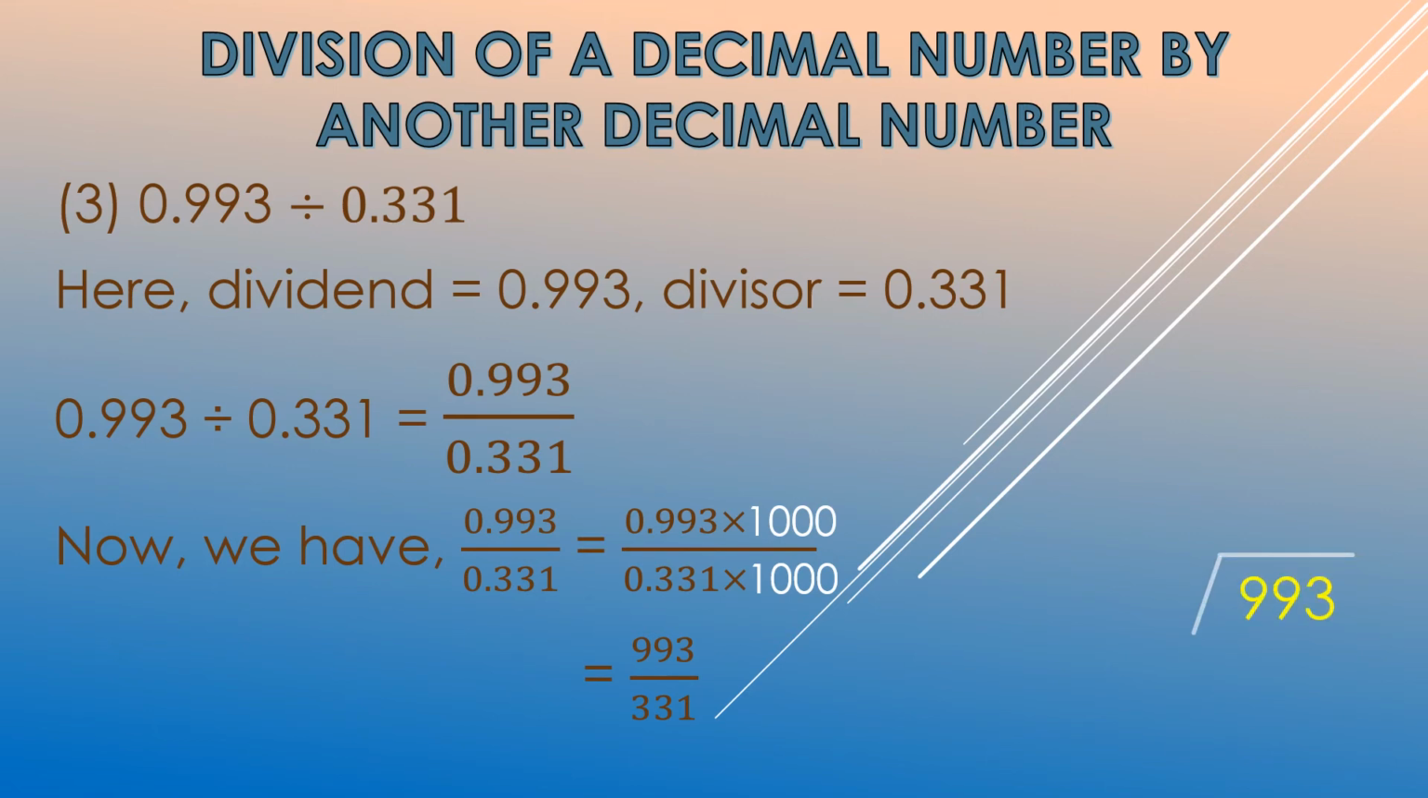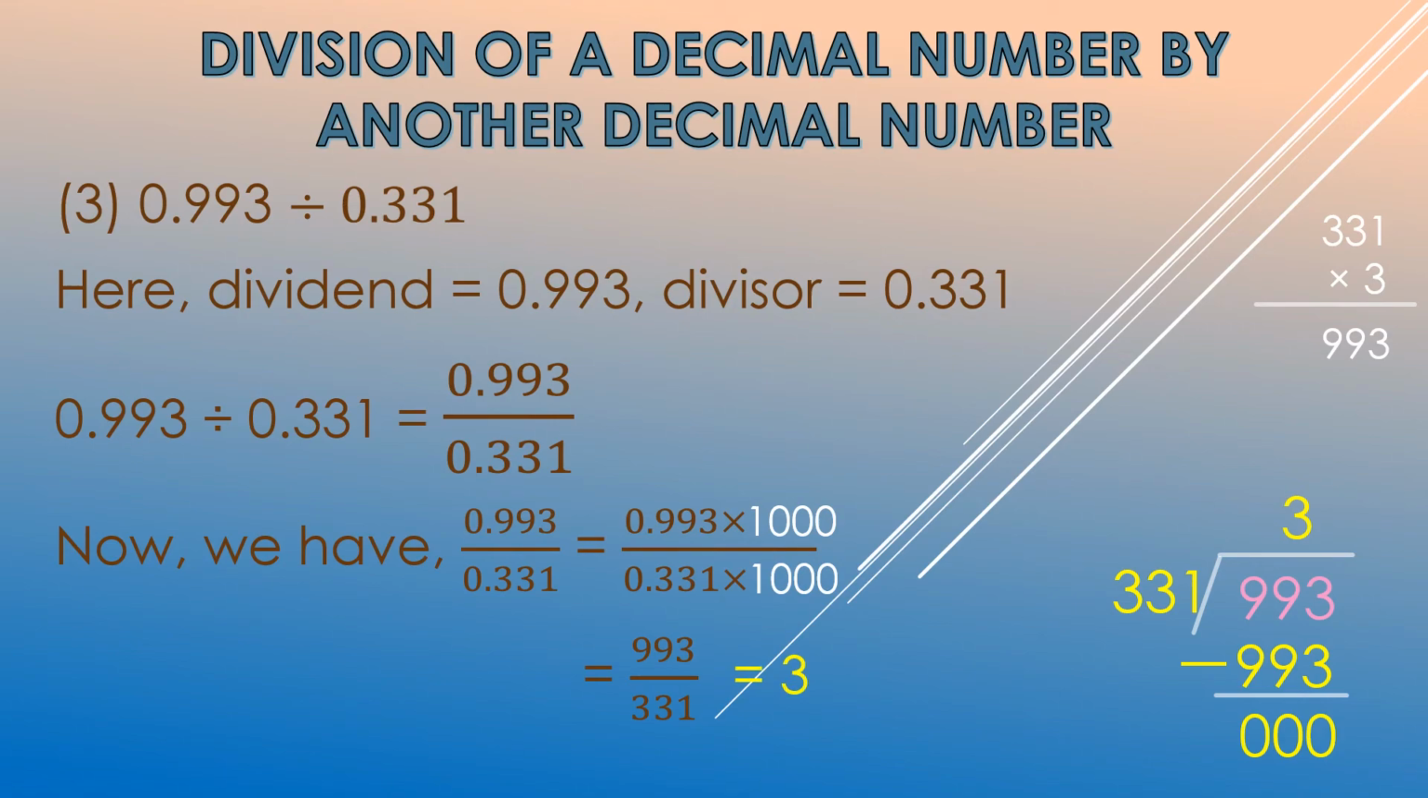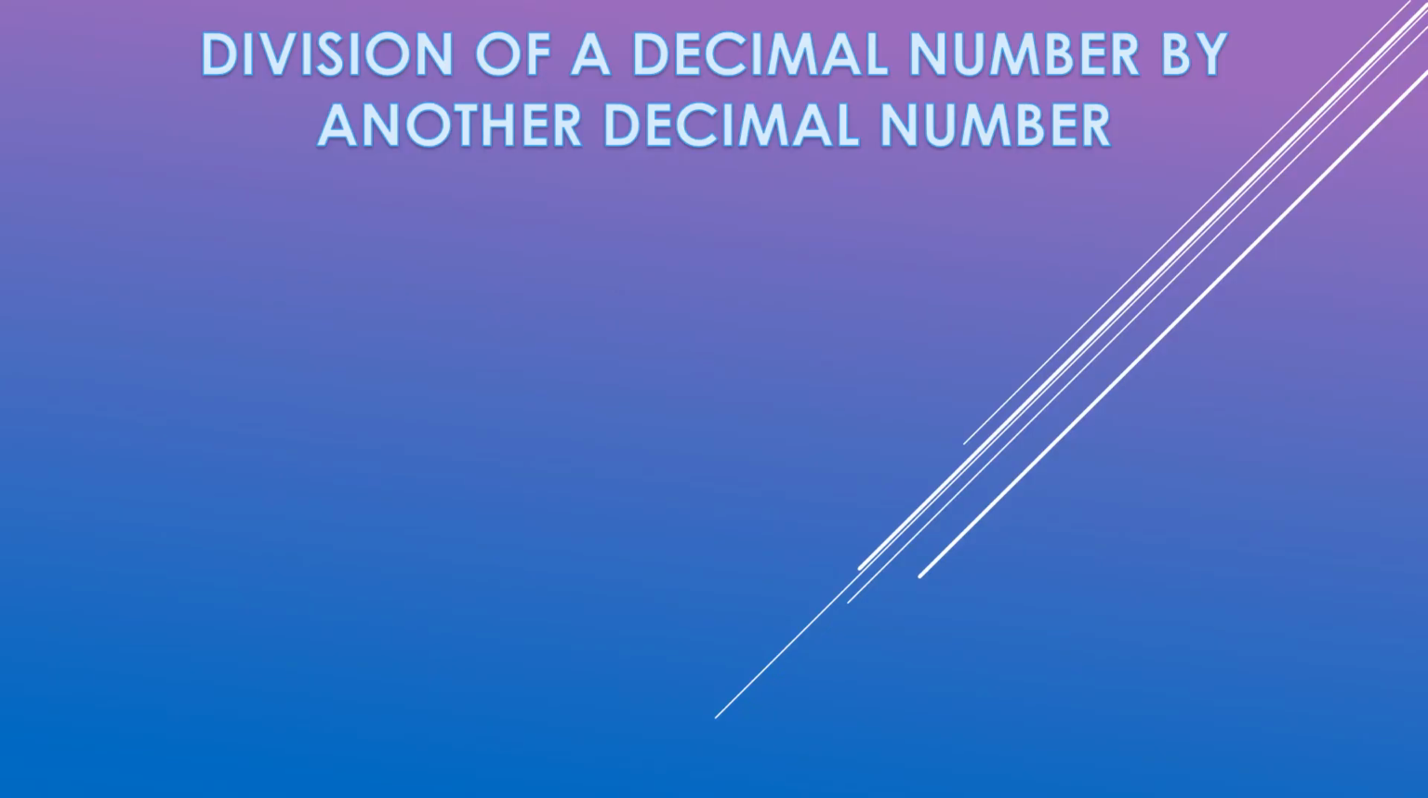Now divide 993 by 331. How many times? 3 times, because 331 3s are 993. So write 3 in quotient above the line and subtract 993 minus 993. We get 0 as remainder. So the quotient is equal to 3. Let us solve one more question.